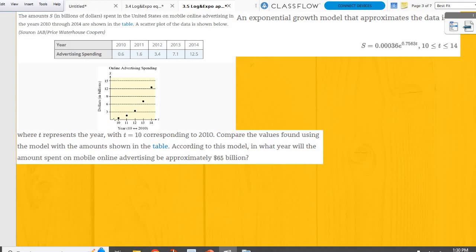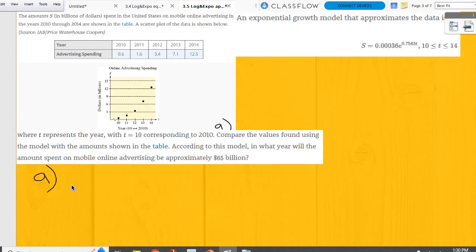So we're going to do this first part first. I want to compare some values. We're not going to compare all of the values, so we're just going to pick one. Let's not pick the first one, but what year do you want to compare? 2013. I heard 2012 first, but either one would work.